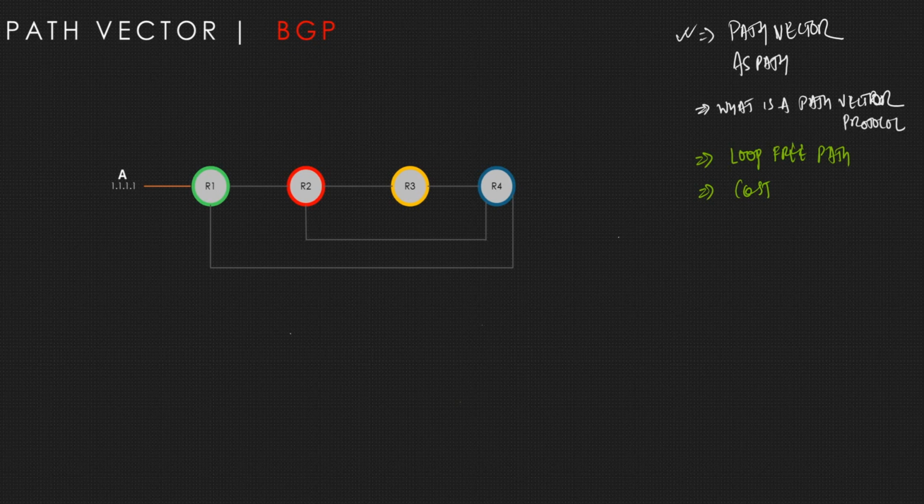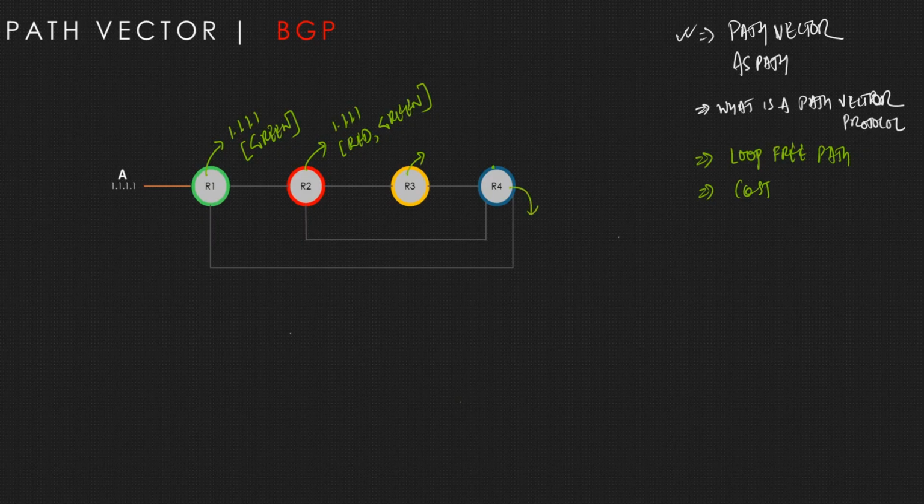Whenever R1 advertises 1.1.1.1, it will advertise the path as well. For example, this is a green router, so it says it is a green one. R2 will also advertise 1.1.1.1 with, for example, red, and it is coming from green, so it will include that. Similarly, R3 will also advertise, and R2, R4, right? Now R4 is also connected with R2 and R1.